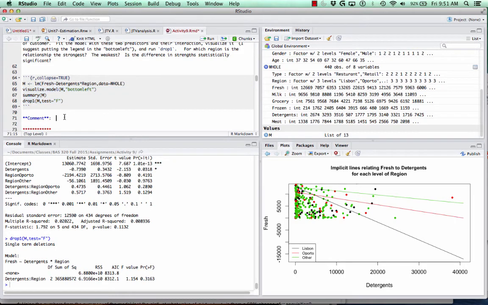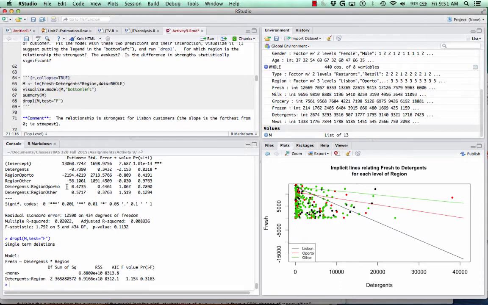All right, so it looks like the relationship is strongest for Lisbon customers. The slope is the farthest from 0. In other words, it's the steepest. Turns out to be the most negative in this case. And we want to ask ourselves, okay, so we do see a difference in slopes here, a difference in strengths. Is that difference statistically significant? Well, to know whether or not that's the case, we have to look at the effect test.